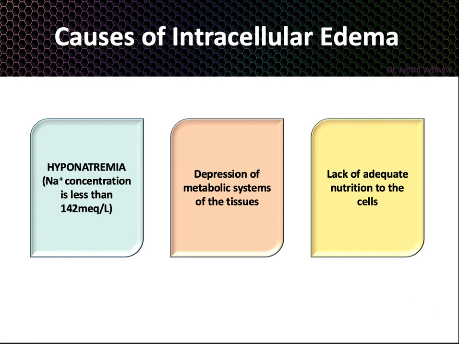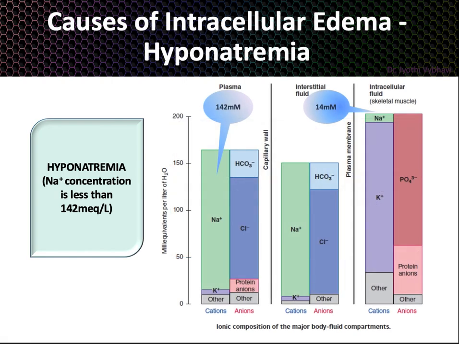Three conditions are especially prone to cause intracellular swelling. They are hyponatremia, depression of metabolic systems, and lack of adequate nutrition to the cells. Let's learn one by one how each one of them can cause intracellular edema. So, when plasma sodium concentration is reduced more than a few milliequivalents below the normal of around 142 to 145 milliequivalents per liter, that is, when it is reduced below 142 milliequivalents, a person is said to have hyponatremia.